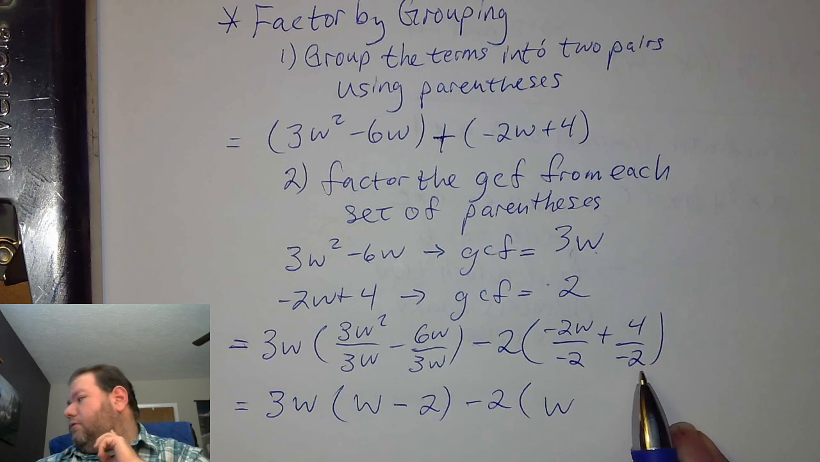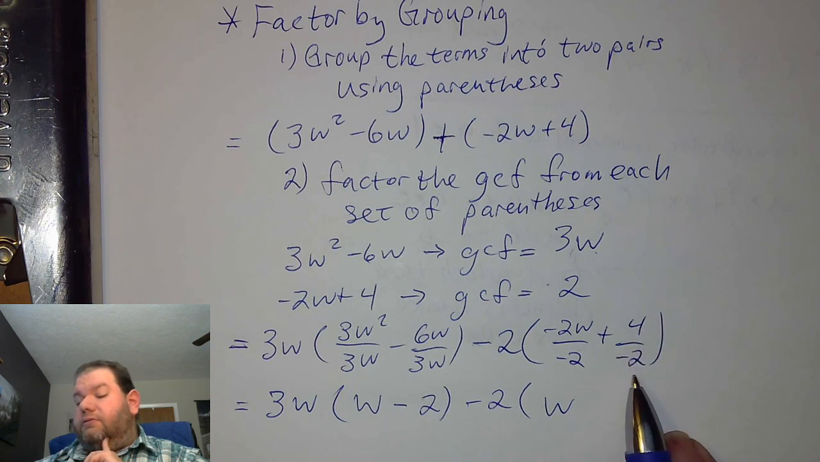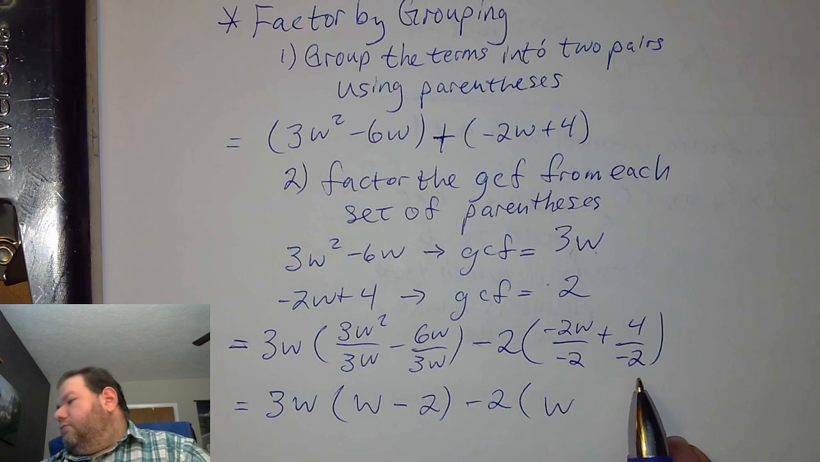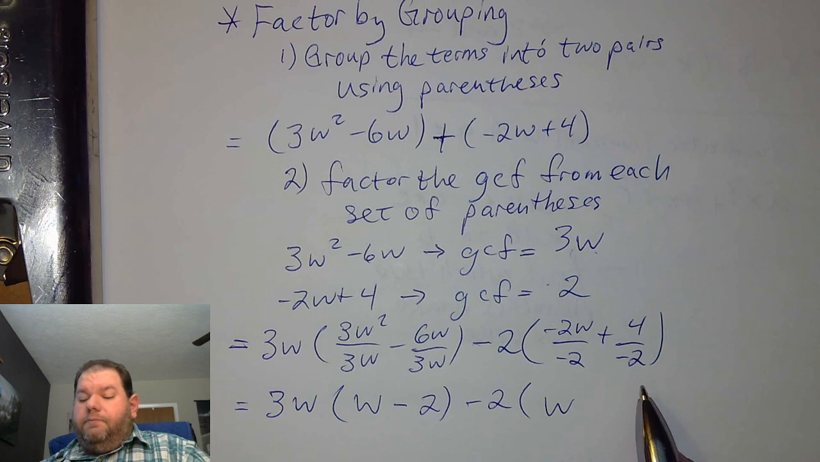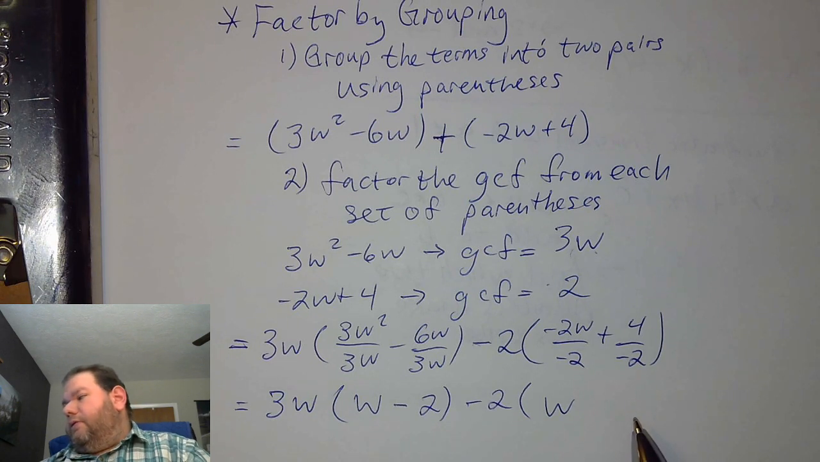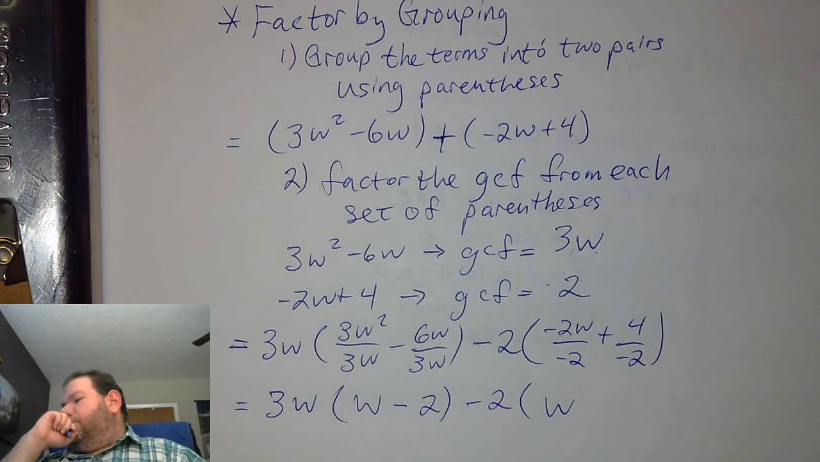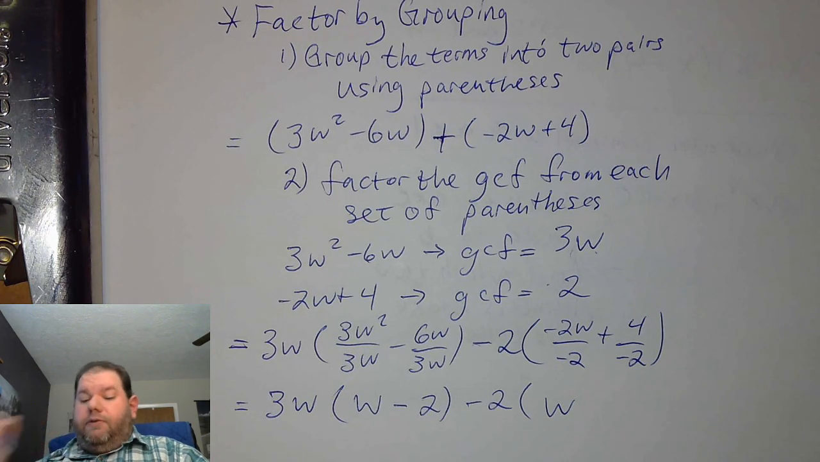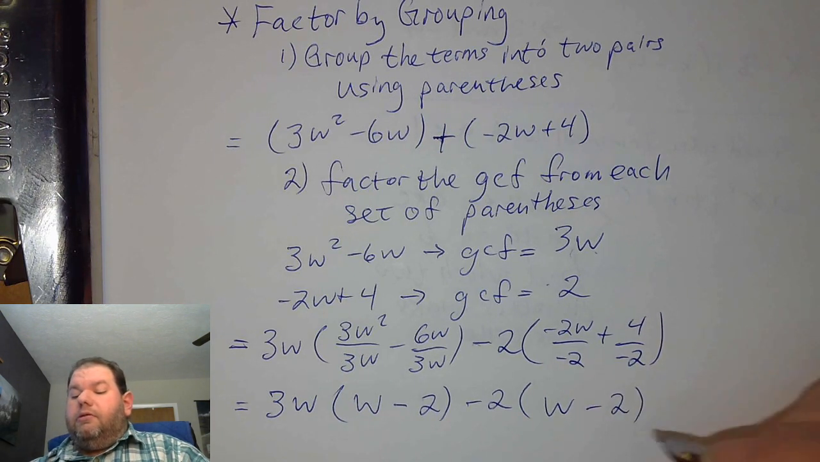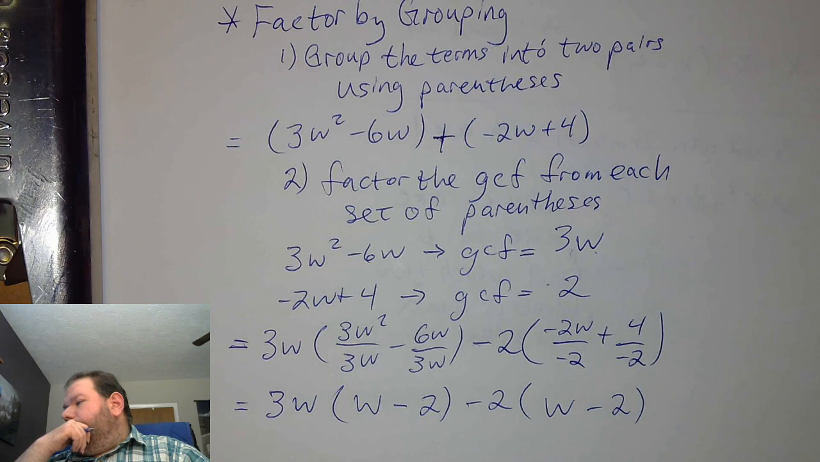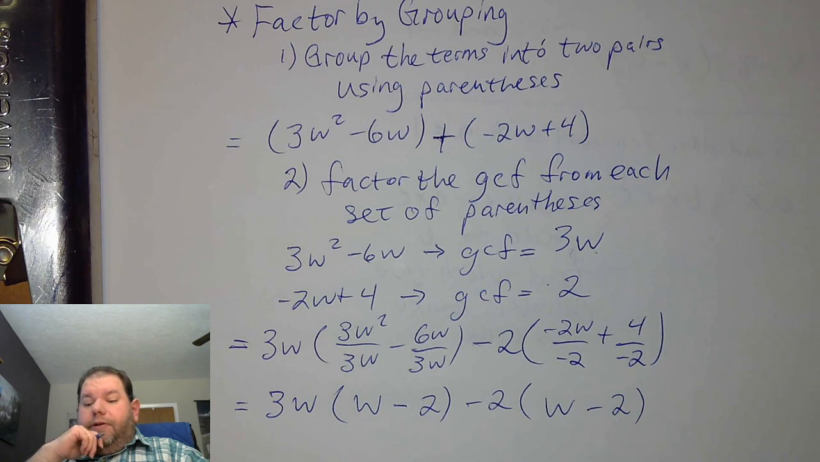And again, divide these. If we have 4 divided by negative 2, negative 2. Good.